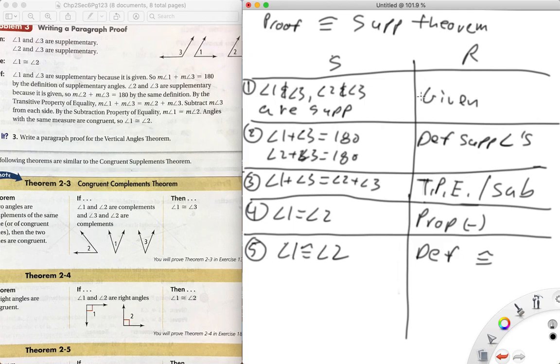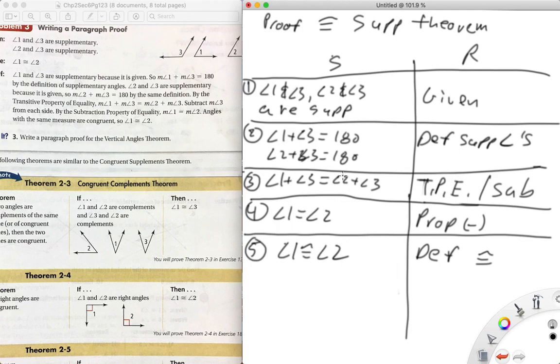Alright, so they give me that they're supplementary. If they're supplementary, then they add up to 180 degrees, by the definition of supplementary angles. If they both add up to 180 degrees, then they equal each other, by the transitive property of equality, or you could use substitution. Since they both have angle 3, I can subtract that out, and I can say that angle 1 is equal to angle 2, and since they're equal, then they're congruent. Definition of congruency, and then the paragraph proof is right there as stated.